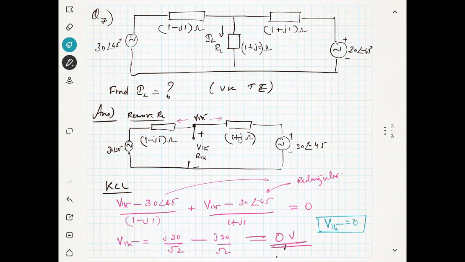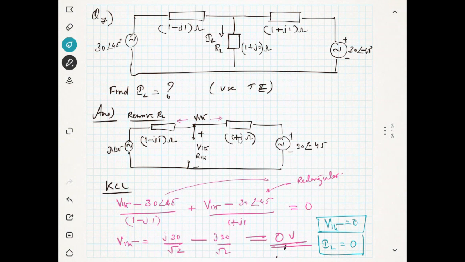Then what will be the current? 0 ampere. Yes, the current will be 0. Is it clear? Because Vthevenin is 0, you don't need to calculate Rthevenin and all. The current is 0 ampere, of course. So how do we calculate Rthevenin for this question?